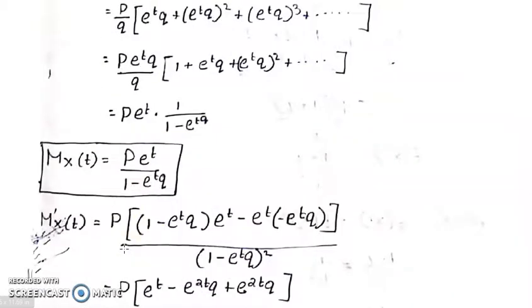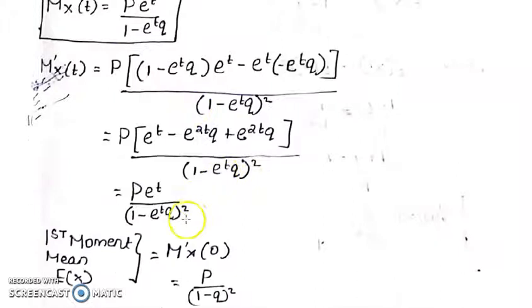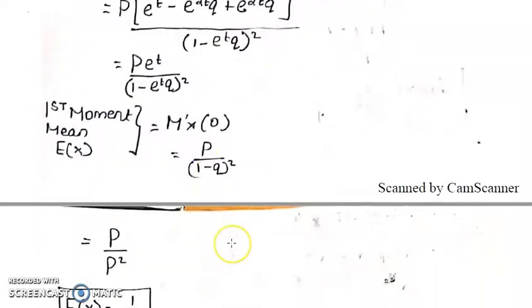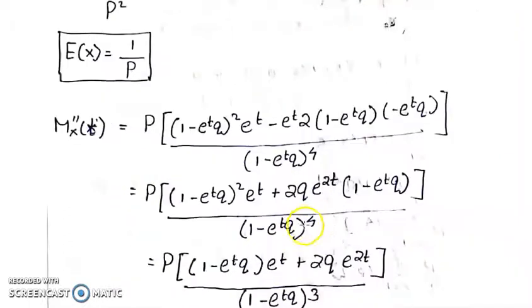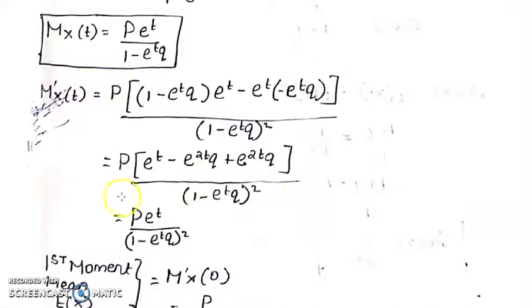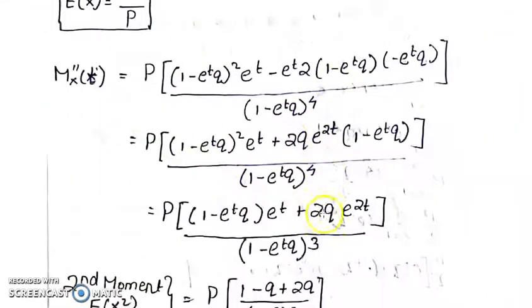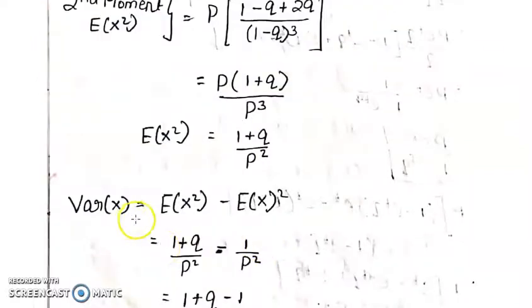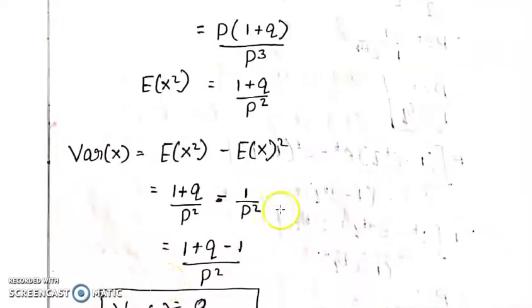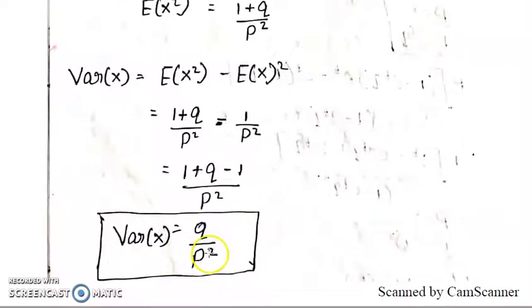To find the mean and variance, we need E of X and then E of X square. To find E of X, differentiate this with respect to t and apply the UV formula. After simplification, put t equal to 0, we get p by (1 minus q) the whole square, that is p by p square, 1 by p. Similarly, differentiate again with respect to t and apply the u by v formula, we get a lengthy expression. Put t equal to 0, we get E of X square equal to (1 plus q) by p square. The variance of X formula here is E of X square minus E of X the whole square. After simplification, we get q by p square.